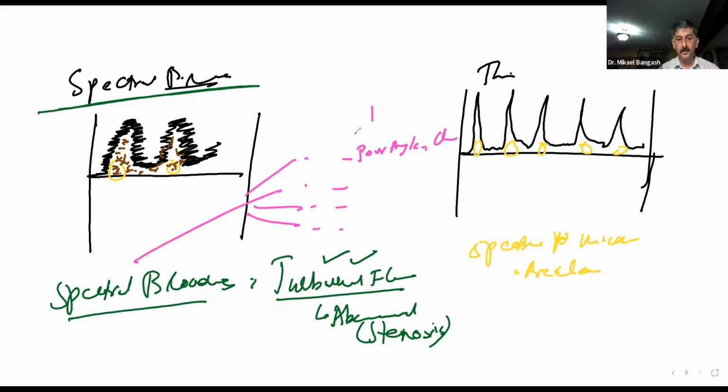So what you may do is check on your angle. As you correct it, you'll see that the spectral broadening gets less, or improves, which meant that what looked like spectral broadening due to turbulence was actually just because of a poor angle.